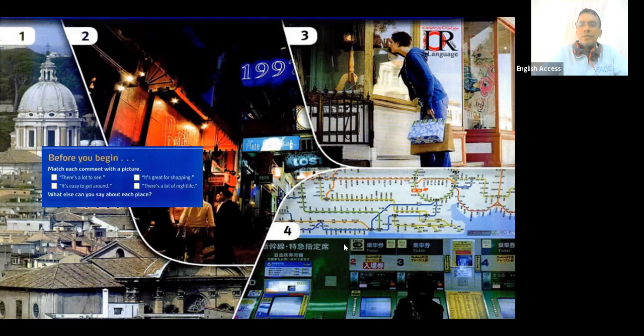Okay, what about picture number four? Let me see, Kathy, are you back? Kathy? Well, she asked for some permission for a couple of minutes.